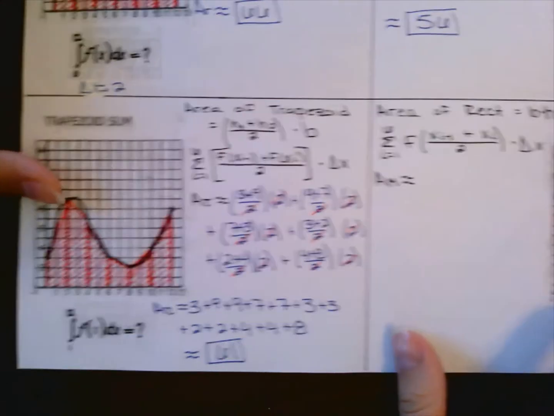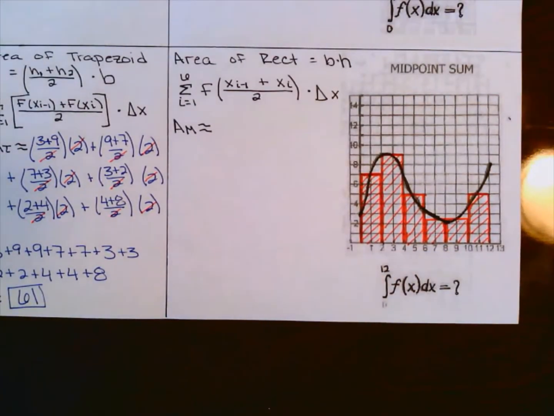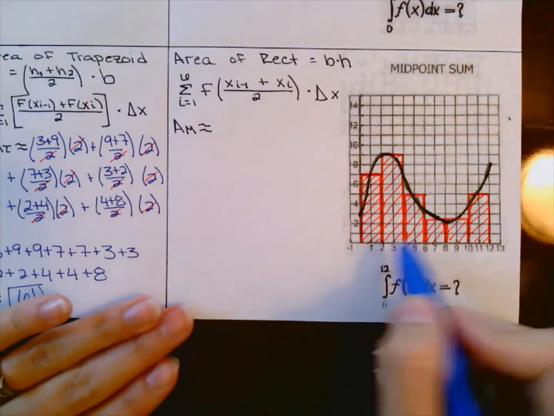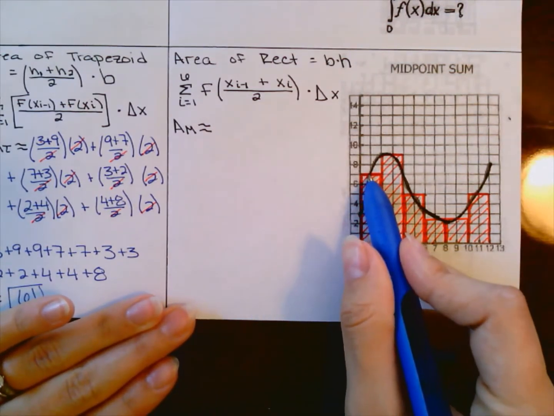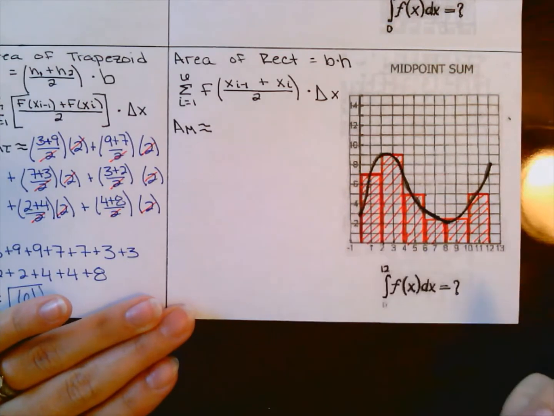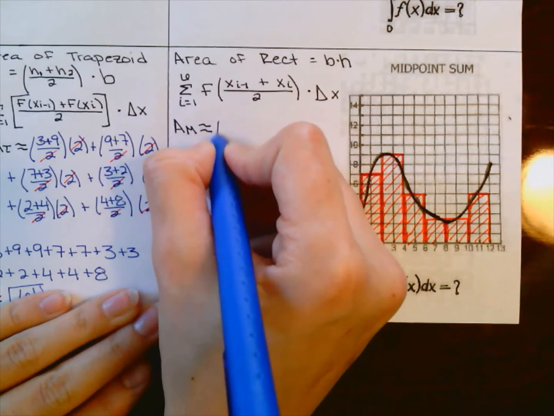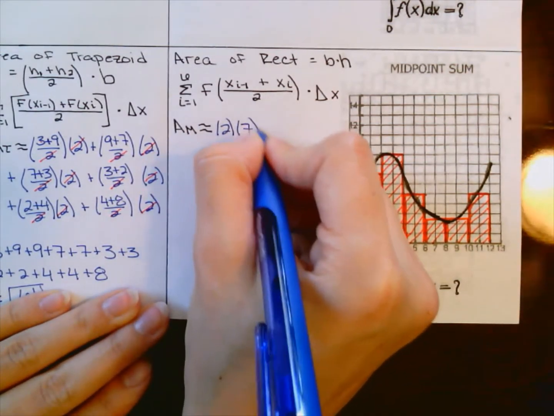Let's check out our last one here. Midpoint sum. So the whole point of a midpoint, again, is that you are picking the height based off of the middle x. Okay? So if my middle x in between 0 and 2 is 1, I'm going to go up at 1 and pick my height, which in this case would be 7. Okay? So area according to midpoint, my base is 2.